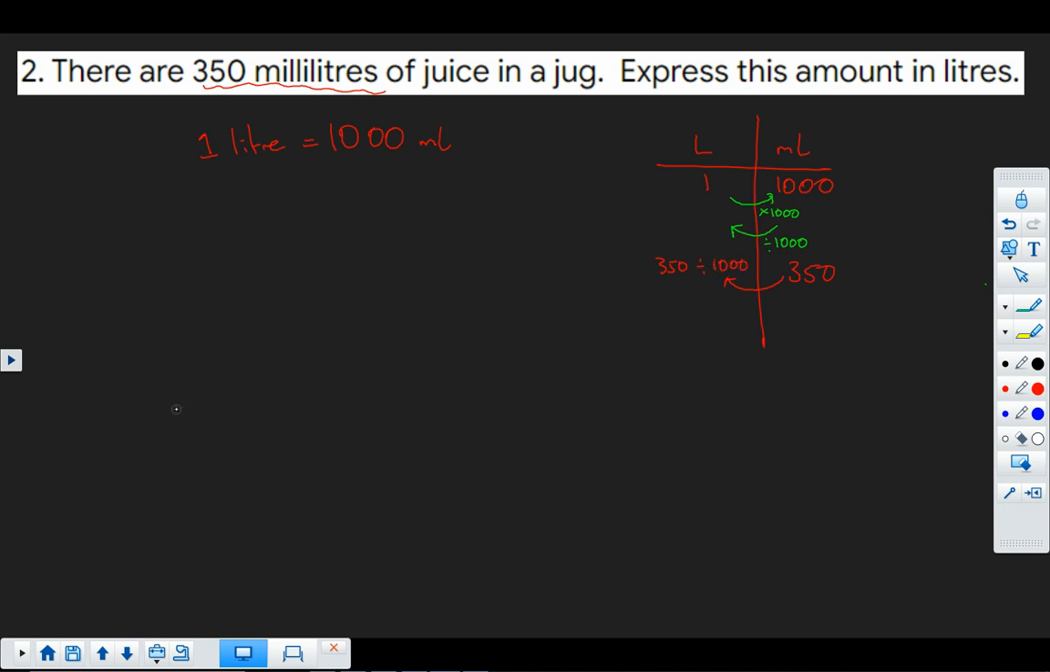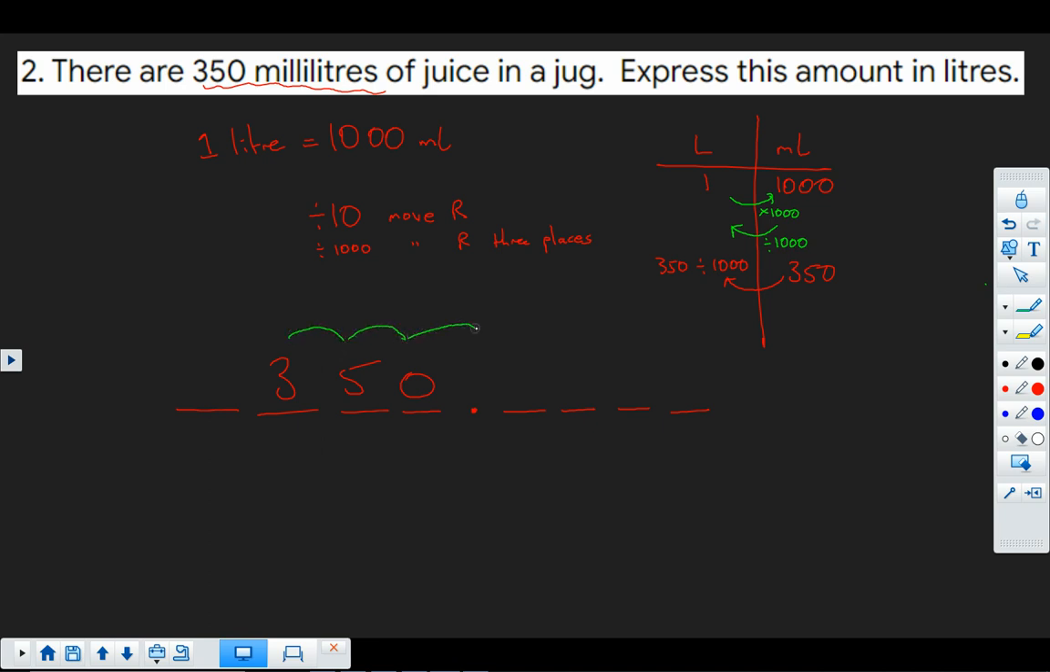Now in question 1, we were looking at some place value. So let's do that again here. So we have 350. We saw in question 1 that dividing by 10, we move our digits one place to the right. So if we're going to divide by 1,000, we're also going to the right 3 places, because this is 10 to the power 3. So 1, 2, 3.